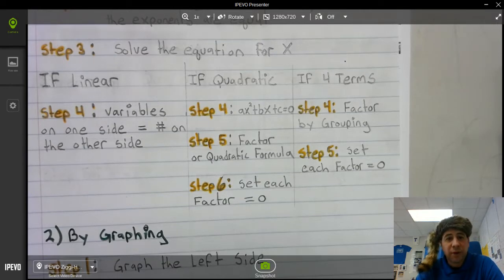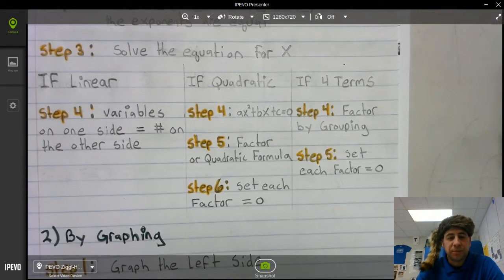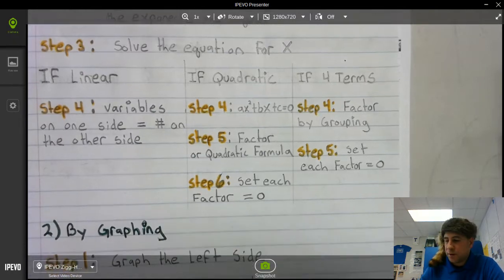Now, if it's quadratic, step four will be to set the equation in standard form equal to 0. Then, step five will be factor or use the quadratic formula. And then step six would be to set each factor equal to 0. Now, the third path is if you have four terms, you're going to factor by grouping for step four, and then step five, you'll set each factor equal to 0. Okay, so if you would, pause the video and finish up step three. All right, so that's the first way.